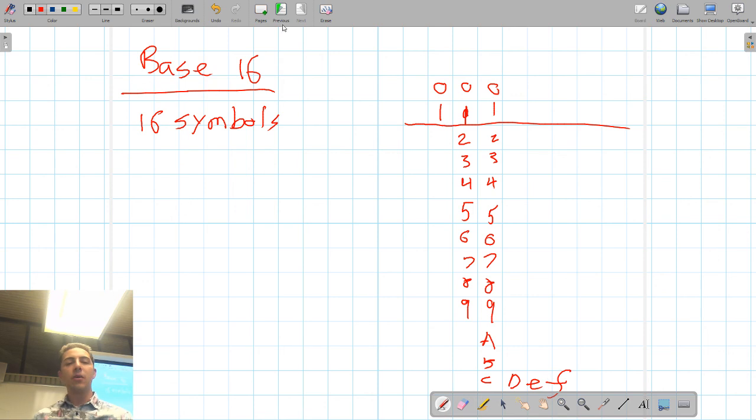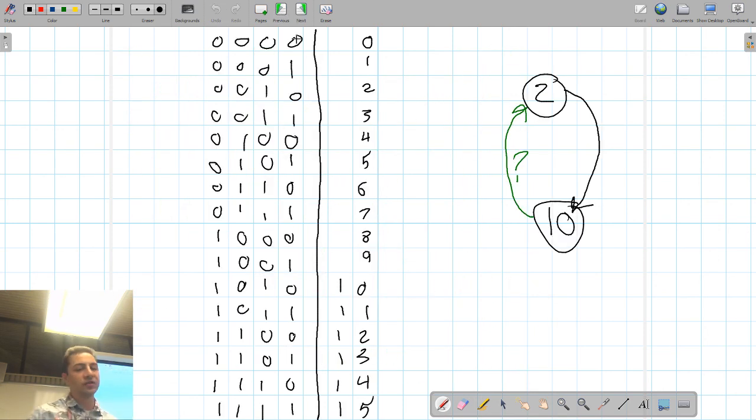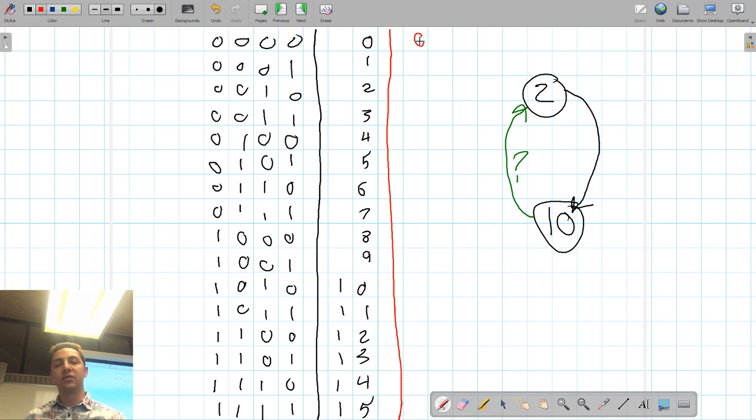Okay. Now, going back for a moment, we had that list of the first 15 binary numbers. And this is why you need to know the first 15 binary numbers, because the list of hexadecimal numbers fits very nicely on here. 0, 1, 2, 3, 4, 5, 6, 7, 8, 9, A, B, C, D, E, F.